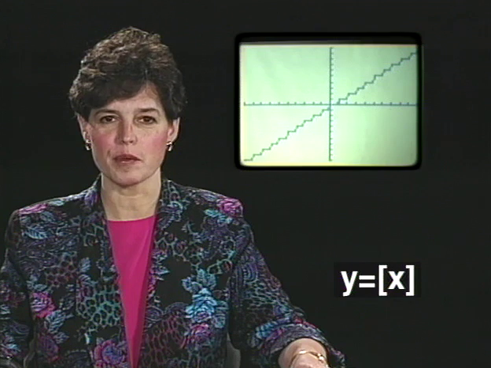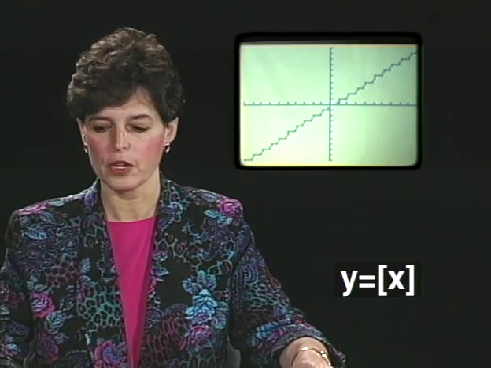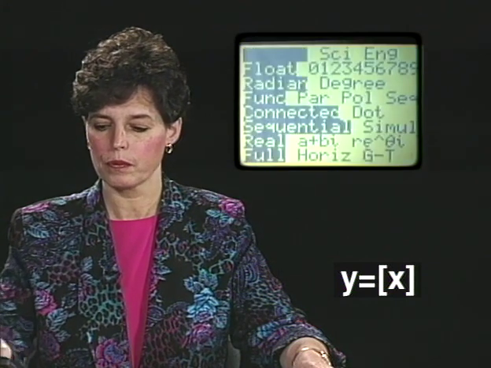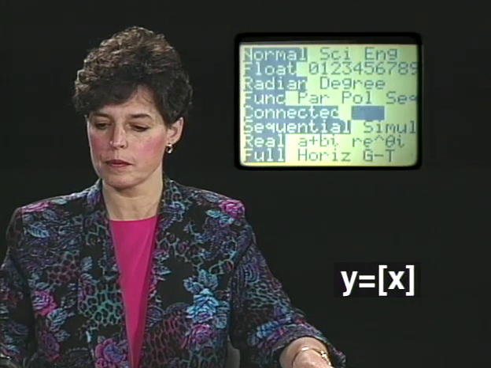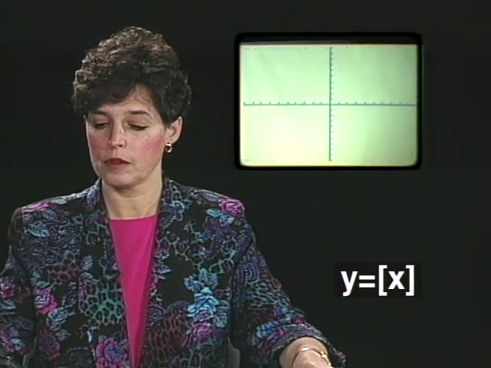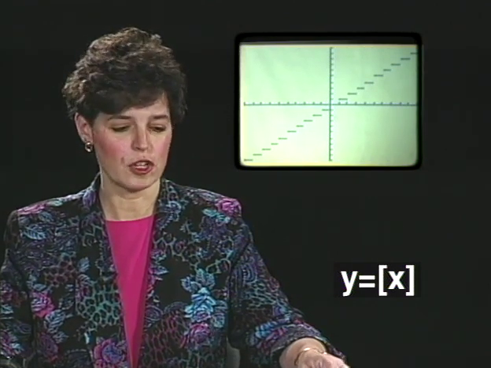Looks like a bunch of steps. And this is what it should look like, but this function shouldn't be connected either. So let's go back to mode, go down and take it off connected and see what happens when I put it on dot, and then graph it again. And this is the way the greatest integer function should look.